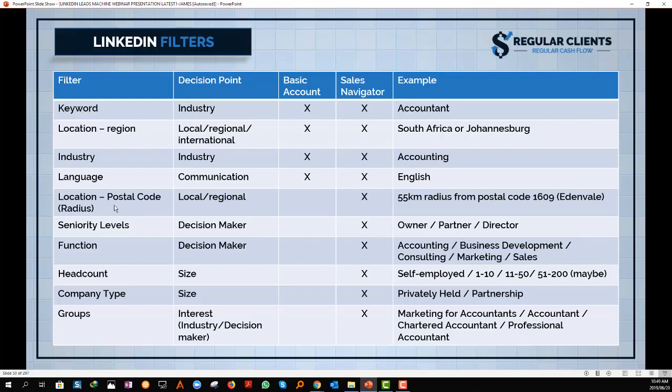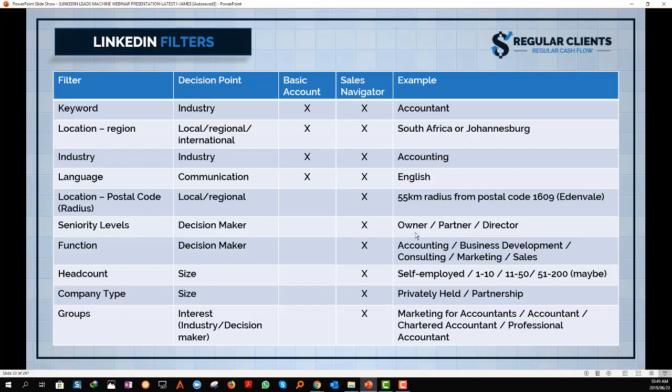Now here's the other piece that I was talking to you about, location, right? This is where you can become very, very granular, but this is only available on Sales Navigator. So you could say a 55-kilometer radius from a particular postal address. In my case, 1609 is Inval, where I'm based. Then seniority levels. This is awesome, because it allows you to identify who the decision maker is, and then you can go ahead and get them.